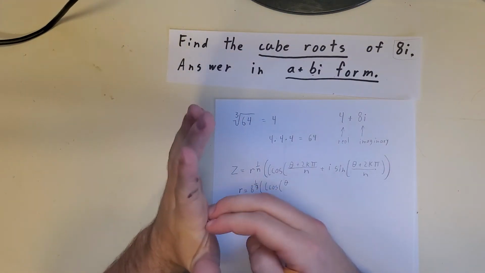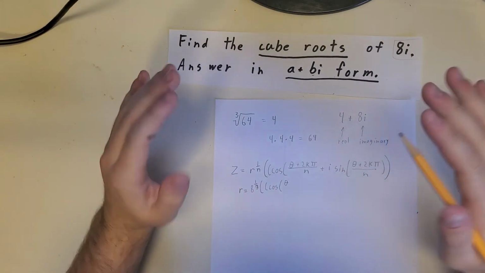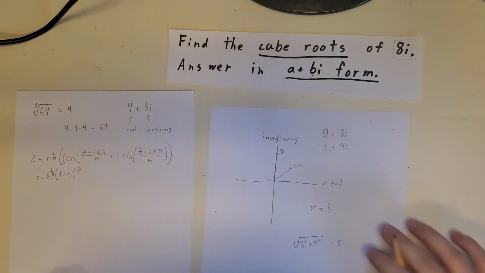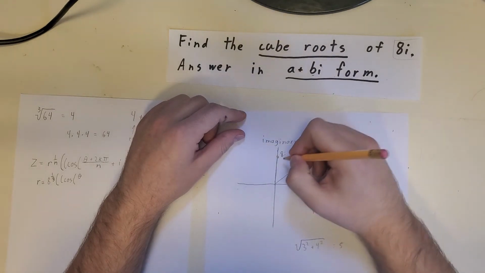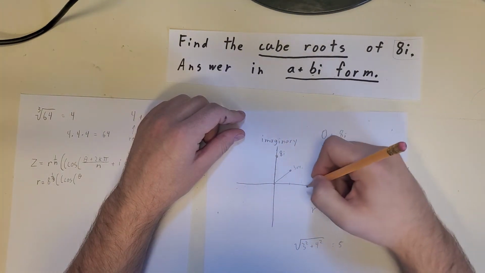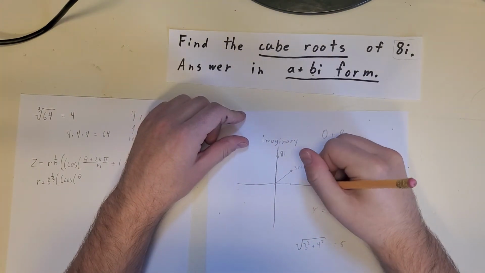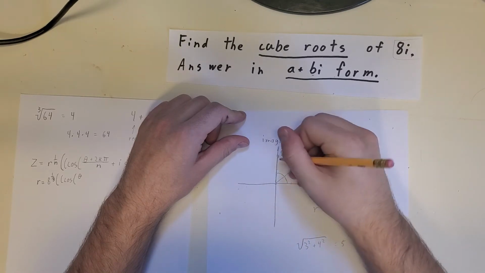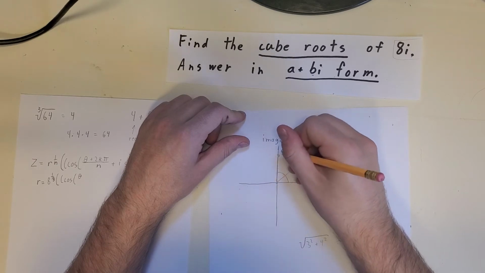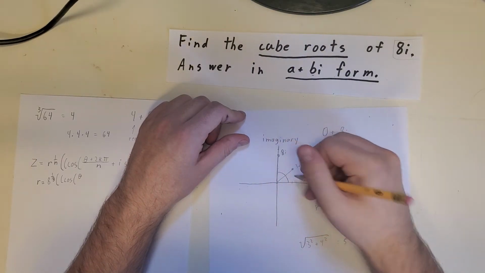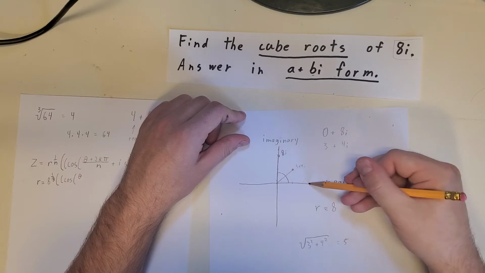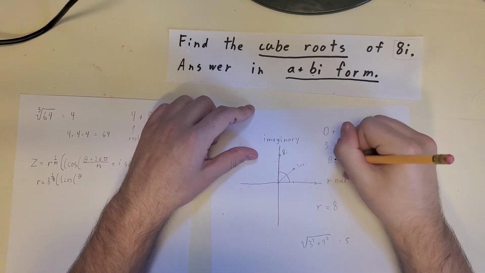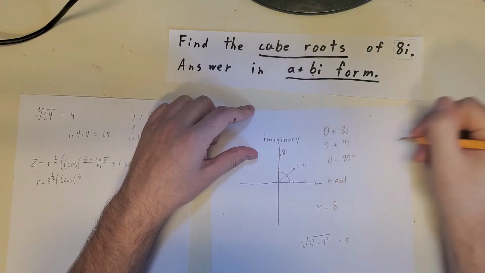Well, this is where we get into sort of the trigonometry of the situation. Theta obviously is referring to an angle, and what it's referring to is the angle from the real axis here to our line for 8i. And so if you go from here to here, that's going to be an angle of 90 degrees. So theta is going to be 90 degrees.